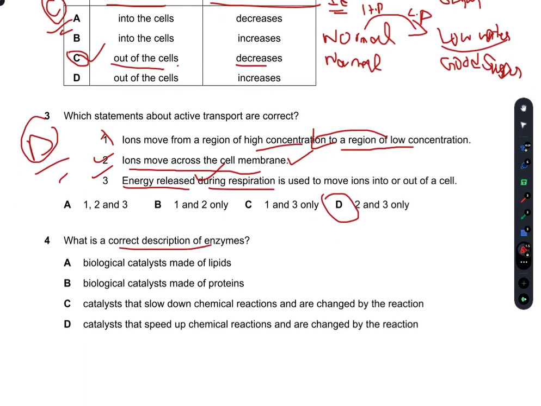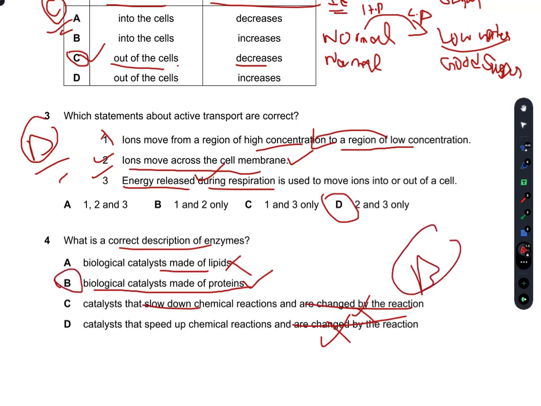What is the correct description of enzymes? Biological catalysts made up of lipids. No, they are made up of proteins. Biological catalysts made up of proteins. Yes, they are. Catalysts that slow down? No, they increase the rate of chemical reaction. And are changed by the reaction? They are not changed by the reaction. So B is the right option.